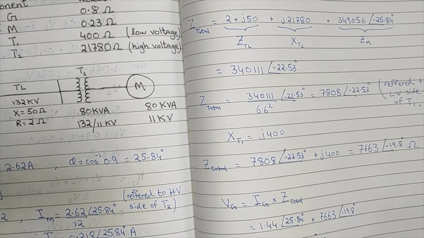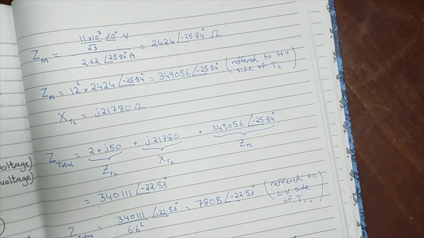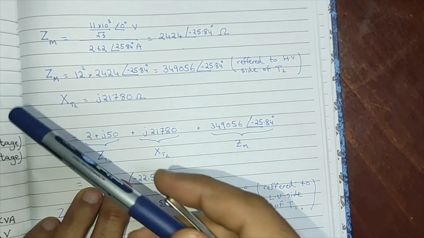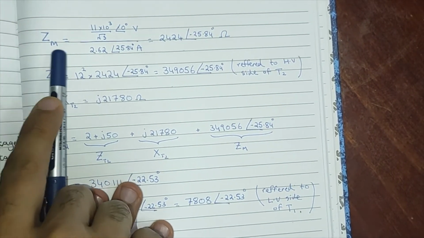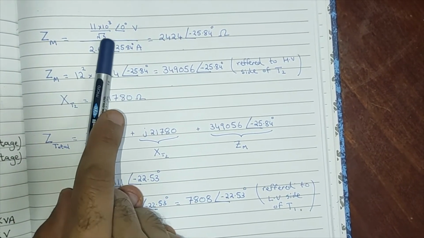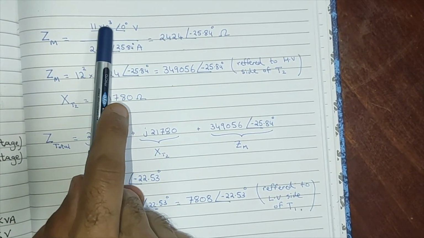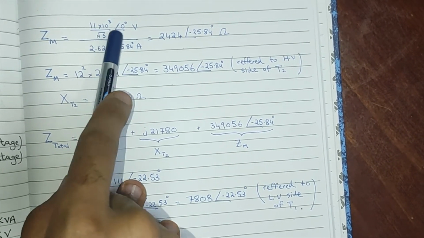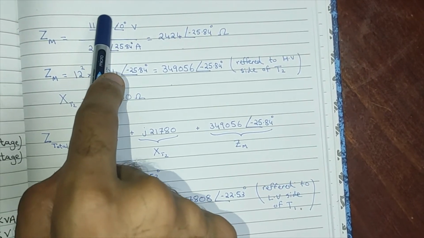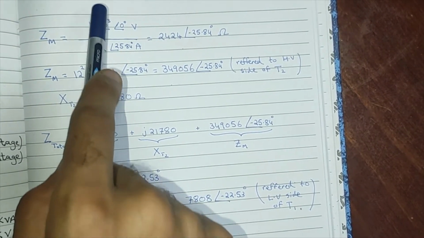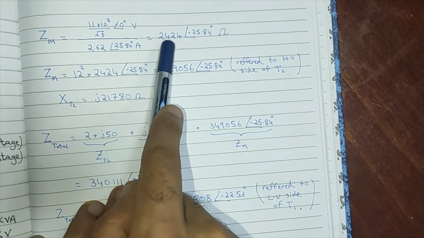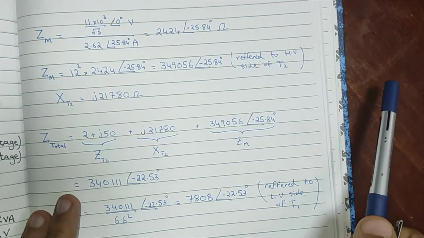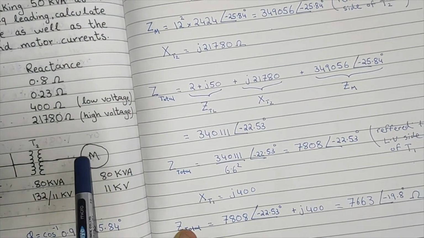To calculate the terminal voltage of the generator, we will do the same steps, and we will go from the right side to the left side, but now we will go in terms of the impedance. So the impedance of the motor can be calculated by simply dividing the line to line voltage divided by square root of 3 to change it into phase voltage. So the phase voltage divided by the phase current, you divide both of them, you will get the impedance of the motor. This impedance of the motor is over here.